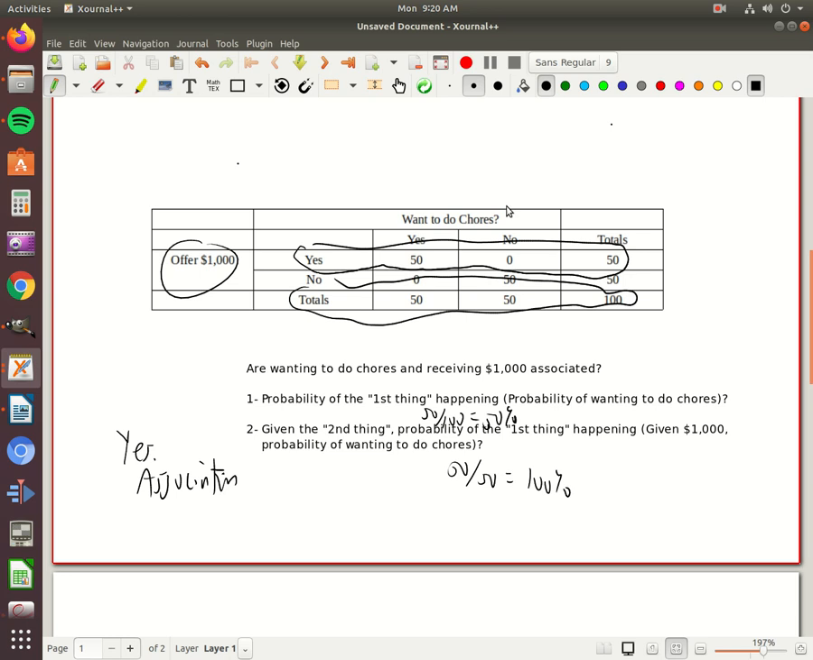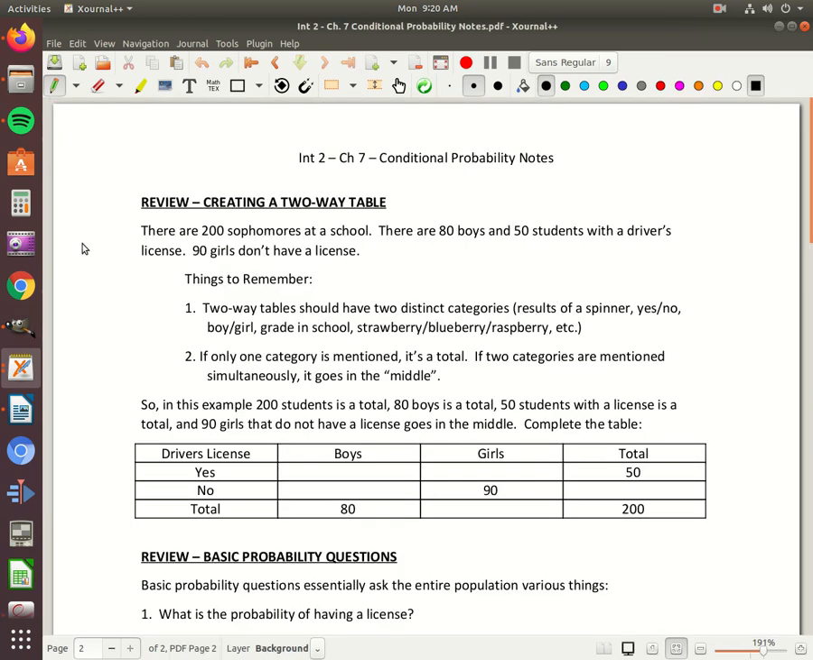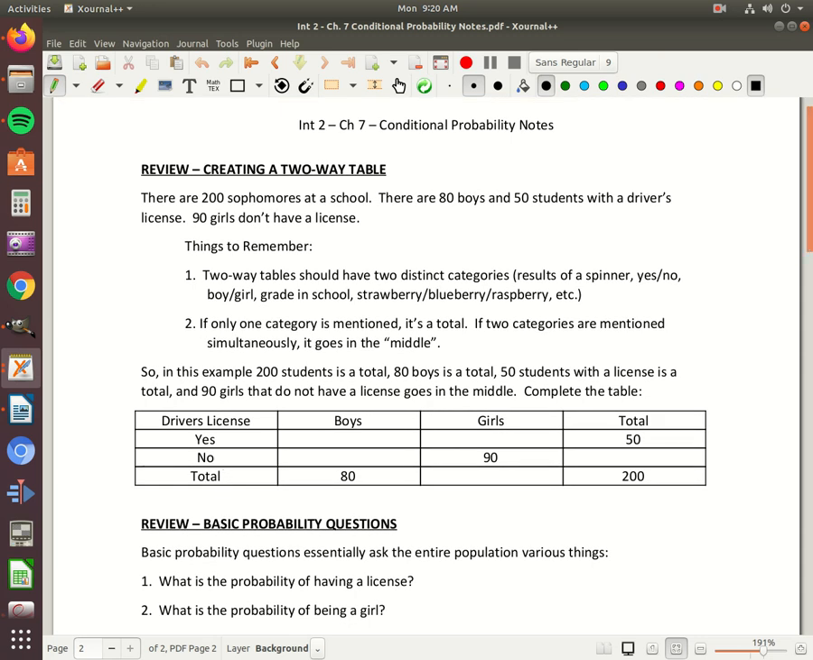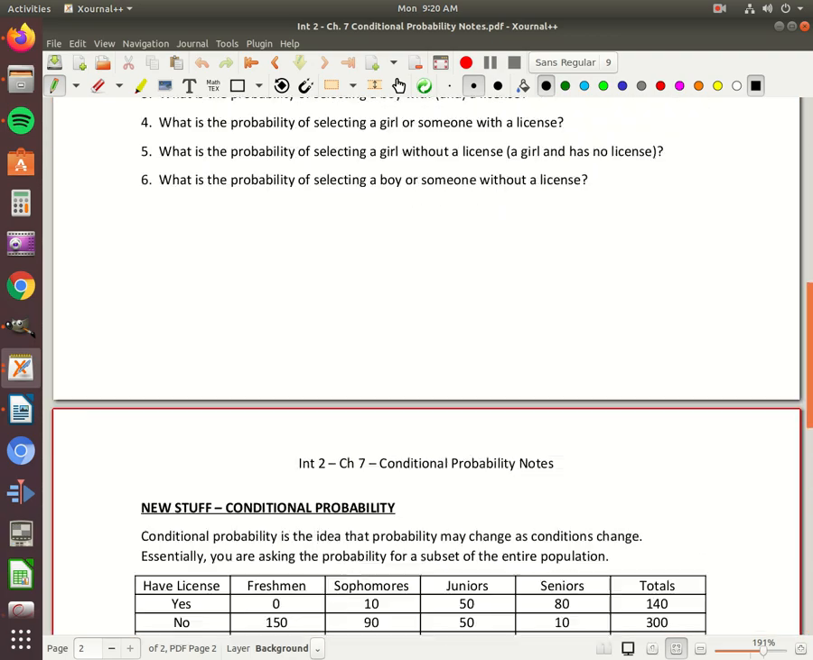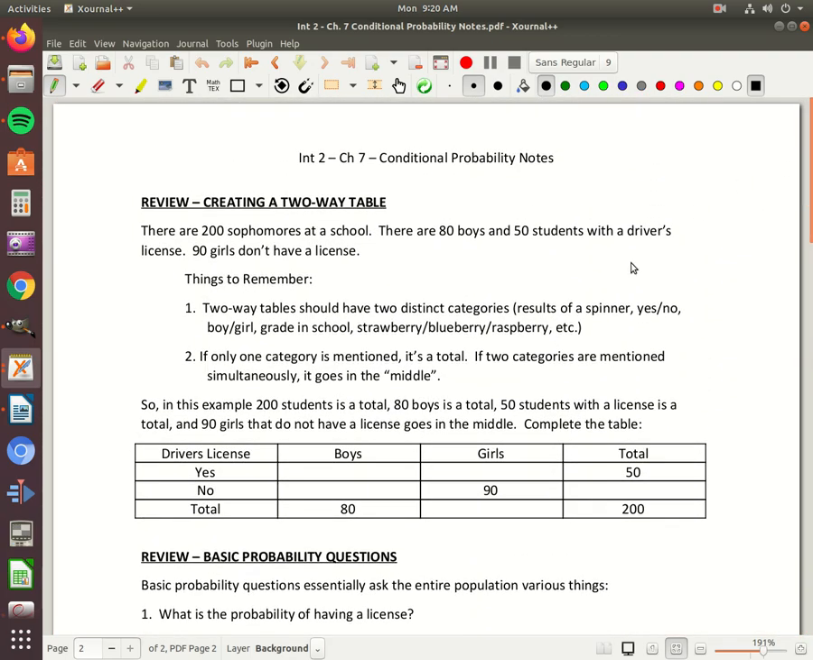All right, let me go ahead and pause this and set up the next part of the video. Notes, conditional probability notes for this chapter, and it has some review stuff. And then down at the bottom, it has some new stuff. And again, this is really the entire chapter, or part of the chapter, in a nutshell. And we're going to spend more time practicing this, but really here's kind of what we're looking at.